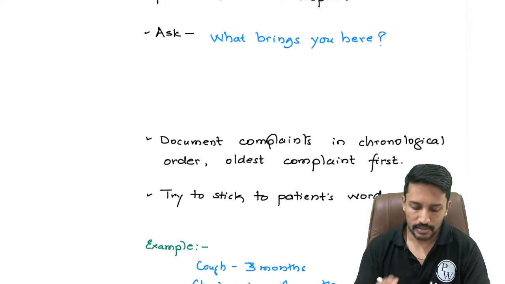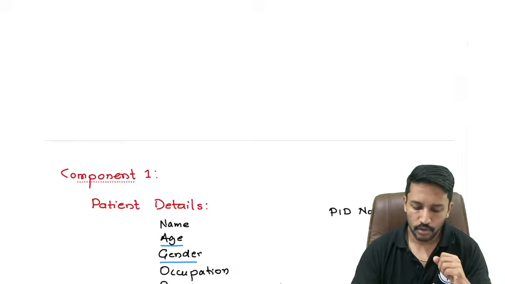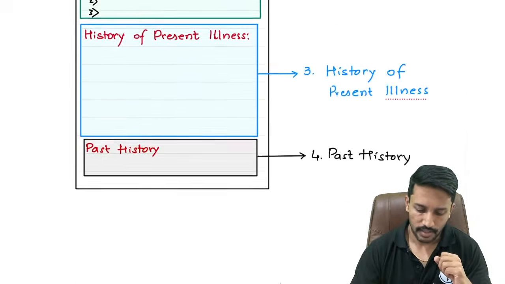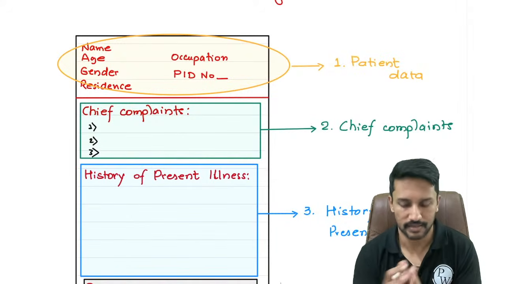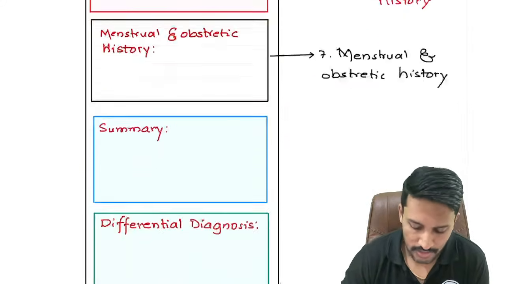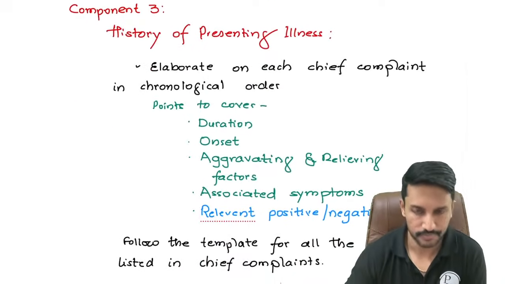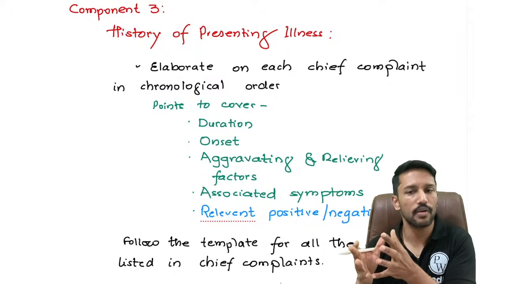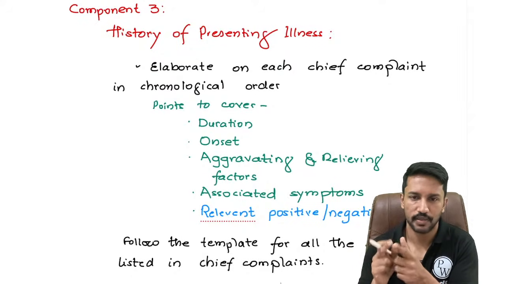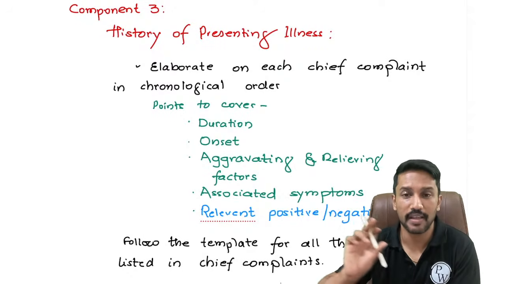Okay. So once I have listed all the chief complaints in chronological order, the next component of the case sheet is going to be the history of present illness, or history of presenting illness. What is the history of presenting illness? It is nothing but the detailed elaboration of the chief complaints. Like I came to you with cough, shortness of breath and chest pain. Now get more details added to my complaints. Elaborate or explain these symptoms.